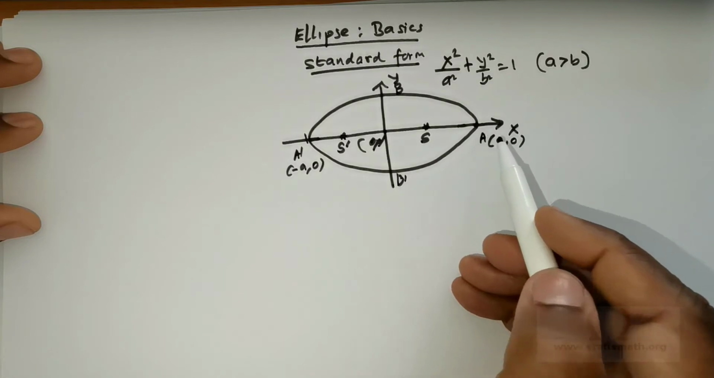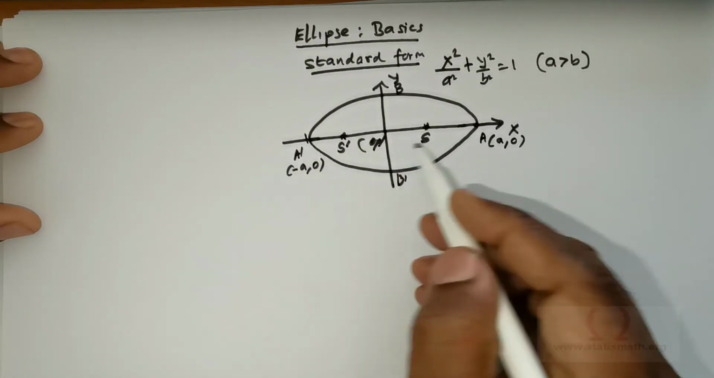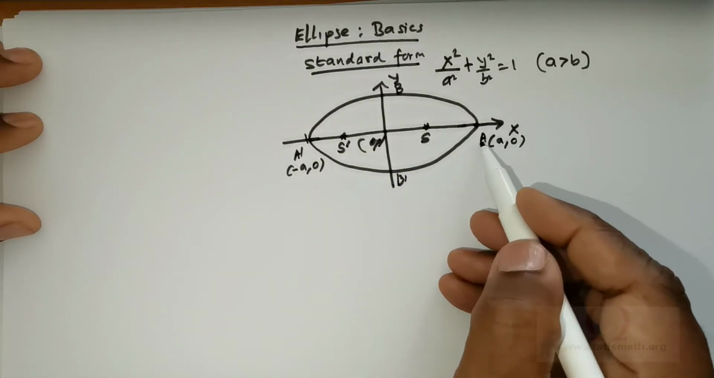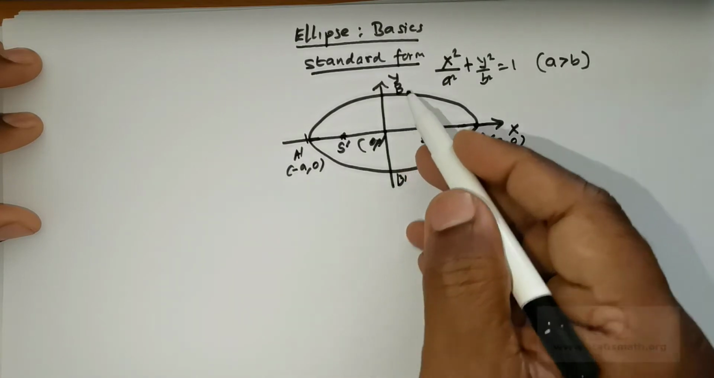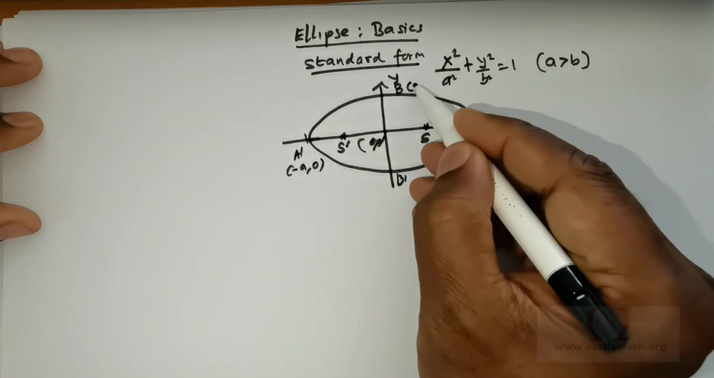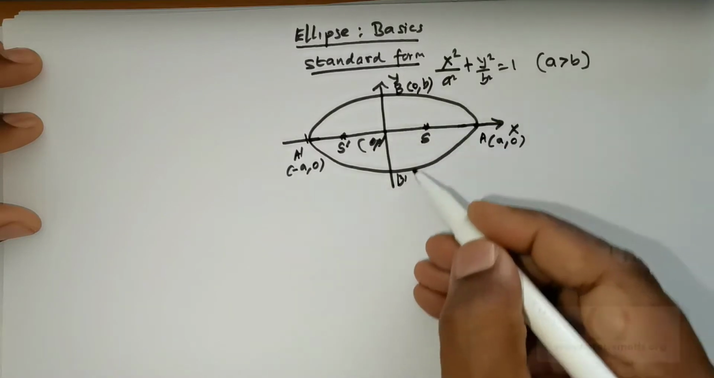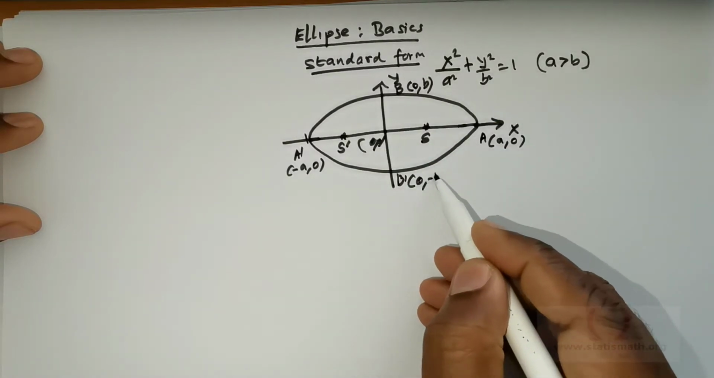Now A and A dash are vertices, and similarly there are vertices B and B dash. Now B has the coordinates 0, b and B dash has 0, negative b.